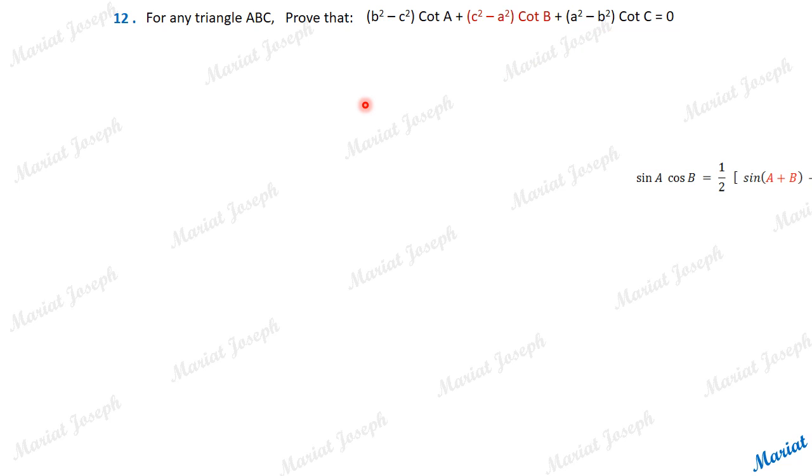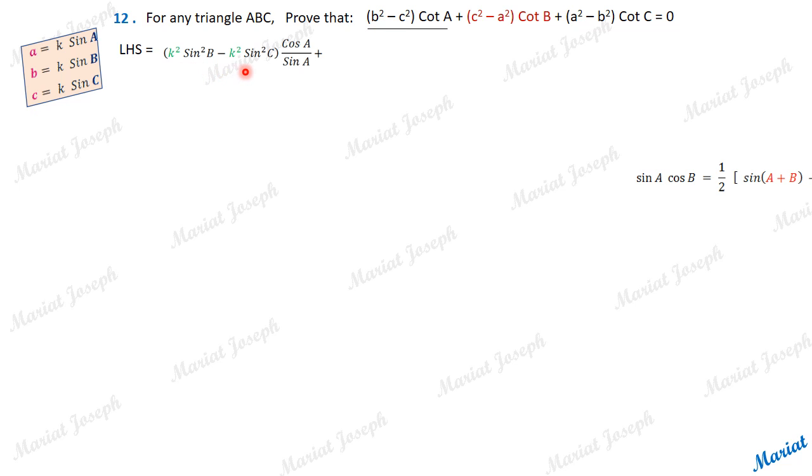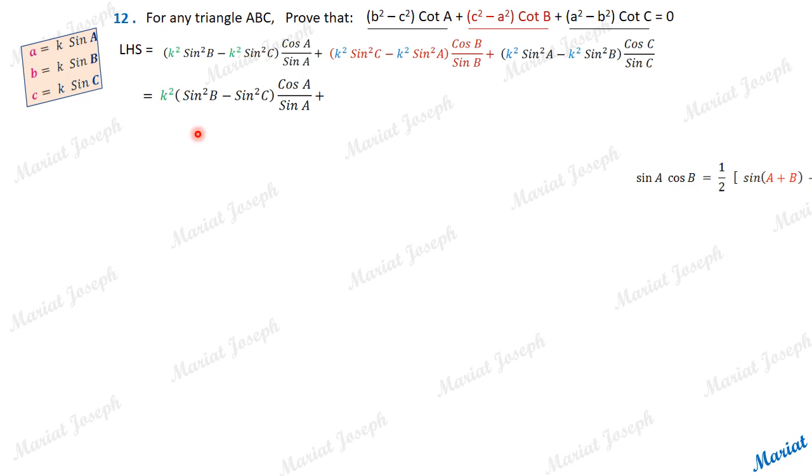Let me go ahead simplifying the first one. First term only I am taking: (b² − c²) cot A. Small b and small c we can write as K sin B and K sin C using the sine rule. So b² − c² will be K² sin²B − K² sin²C, into cos A by sin A, which is cot A. Let me take K² common: K²(sin²B − sin²C) into cos A by sin A.